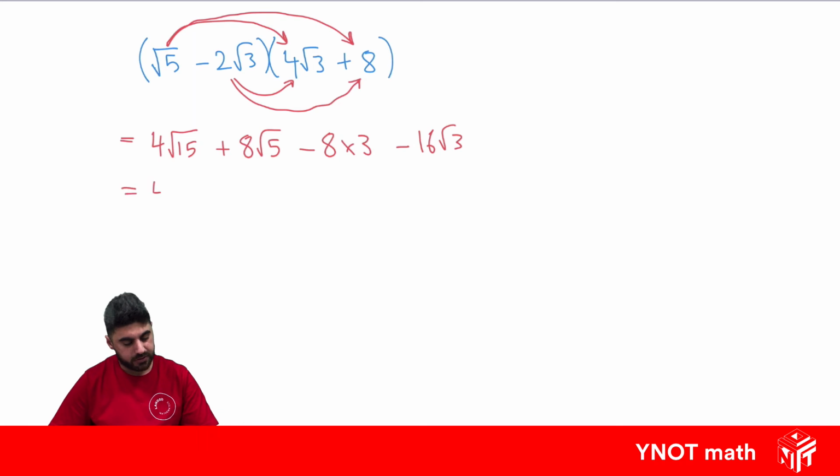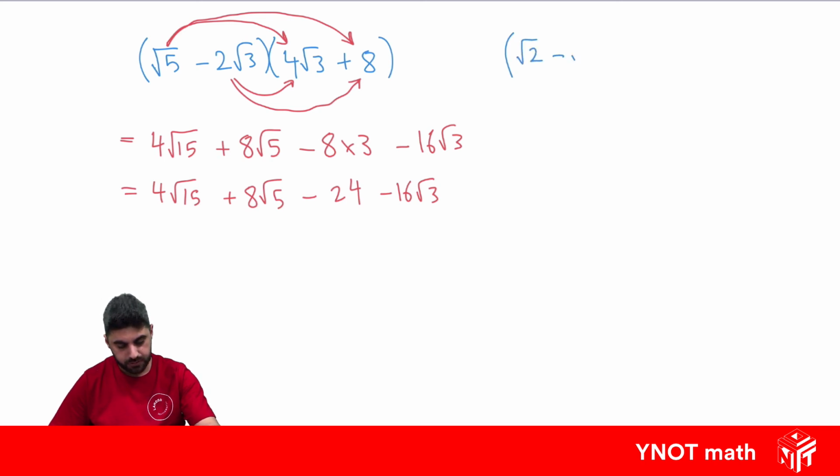Tidy this up a little bit. 4 root 15 plus 8 root 5. 8 times 3 gives us 24 minus 16 root 3. So we've got one more example.